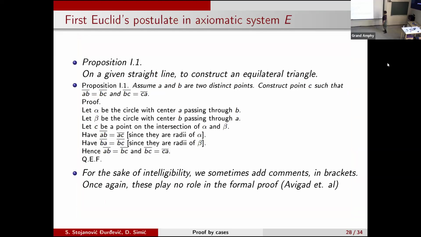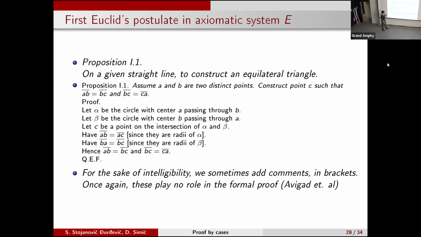This is the proof that is present in their paper. They assume that the points are different. They say they will construct the point C, such that we have an equilateral triangle. We construct first a circle with the center A, second a circle with the center B. We construct the intersection point, and then we have the congruences.